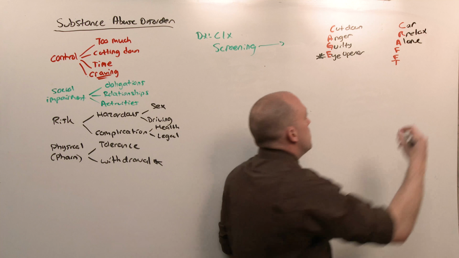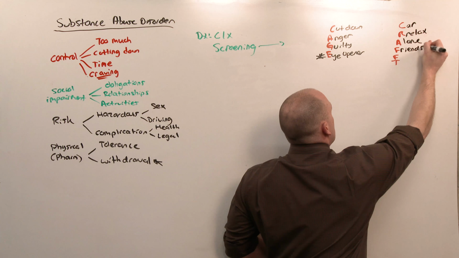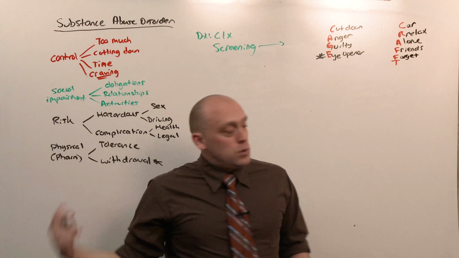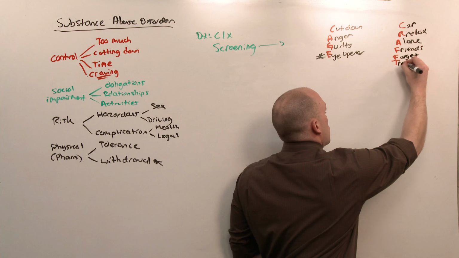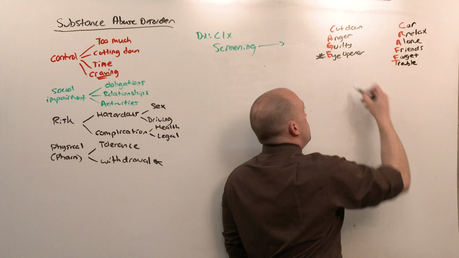The 2 Fs stand for trouble with friendships. That is, they're losing friends over the substance, or an obvious sign they're using too much, that is, they forget stuff they've done while using. And T, very similar to substance abuse disorder, is going to be trouble, either with the law, parents, or teachers. Do know CAGE. You don't necessarily need to memorize CRAFT.